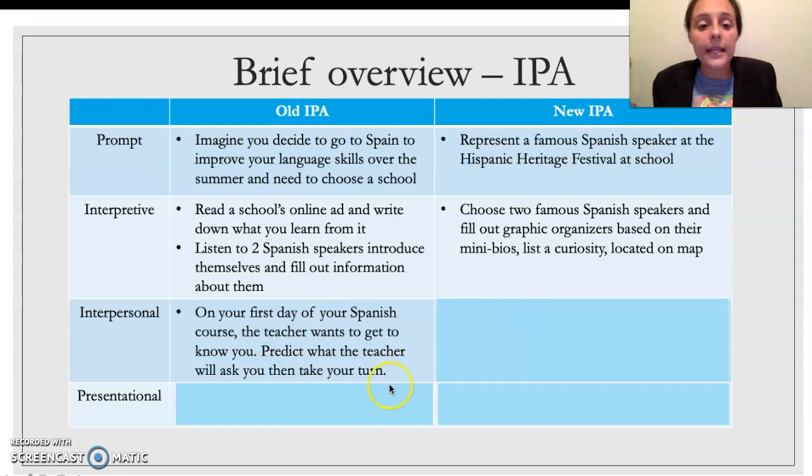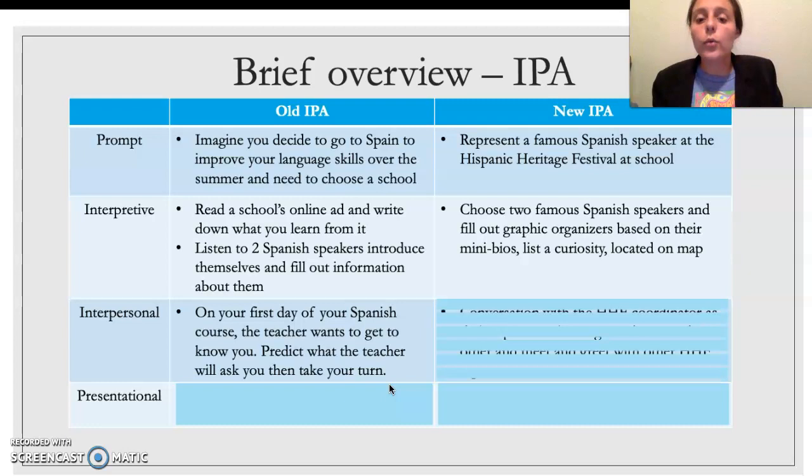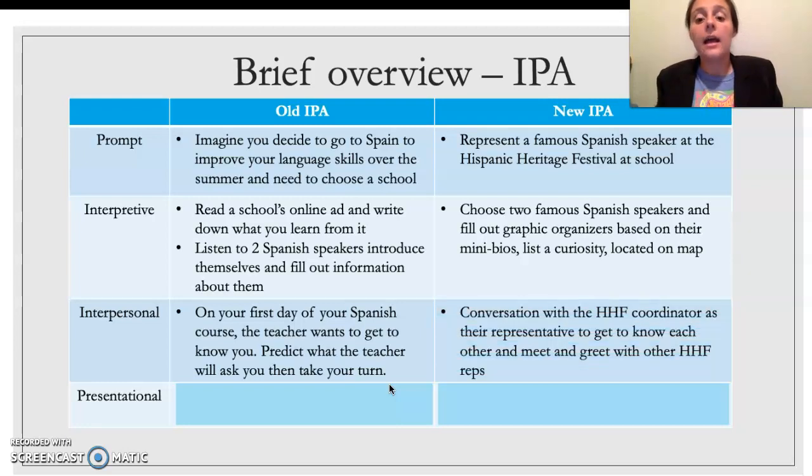In the old IPA, the interpersonal task was to introduce themselves to their teacher. One note on this task was that it was actually a recording from a teacher, so there were no pragmatics and no real context given. So my new IPA for the interpersonal task includes a portion where students are not only conversing with the other representatives, but also with the coordinator, me, doing an introduction about who they are, where they're from, when their birthday is, and they are going to be required to use pragmatic elements.